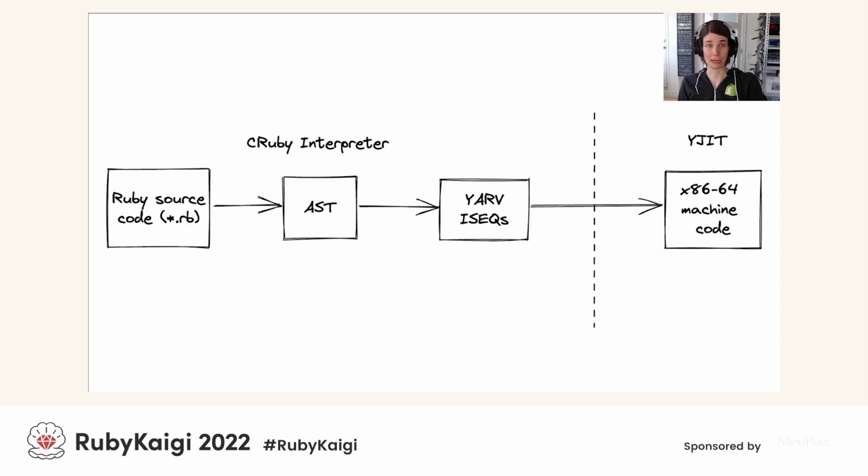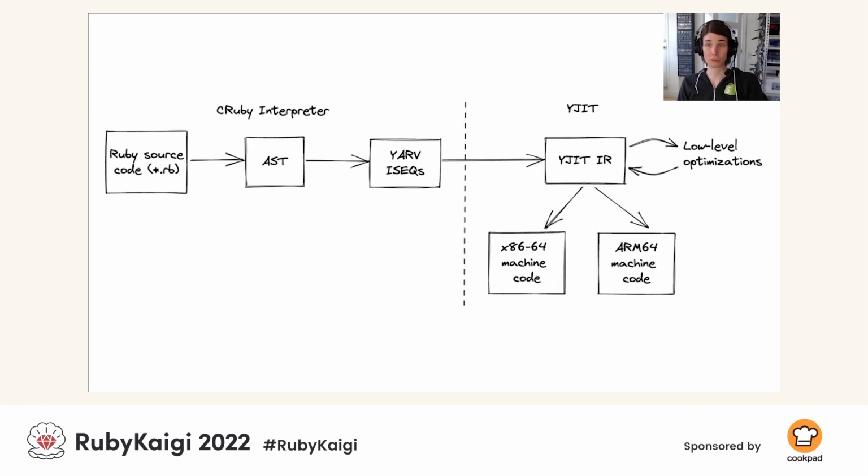In terms of a pipeline, the old backend looks something like this. On the one side, you have the CRuby interpreter, and on the right side, you have YJIT. Ruby source code gets parsed into an abstract syntax tree, and then this abstract syntax tree gets compiled into YARV ISEQs. Eventually, when the call threshold is hit, those YARV ISEQs get compiled into x86-64 machine code. Of course, it's more complicated than that. There's a lot of magic going on behind the scenes.